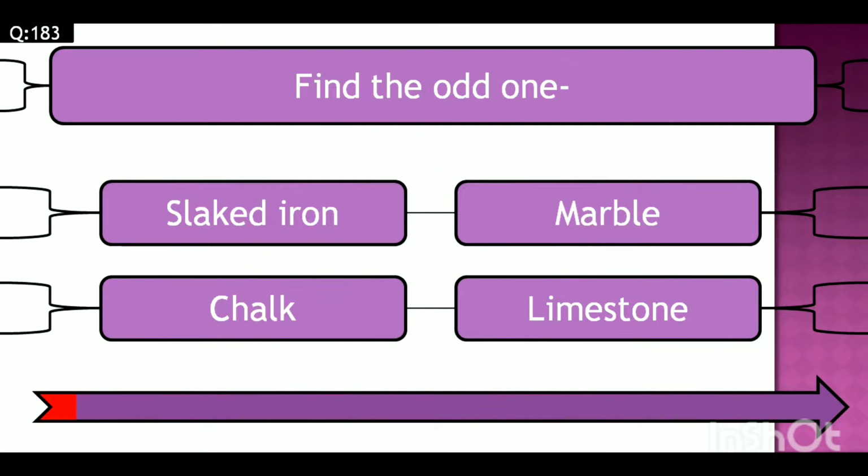Find the odd one. इनमें से कौन सा ऑड वन है? ऑप्शन फर्स्ट स्लेक्ड आयन, सेकंड मार्बल, थर्ड चॉक, फोर्थ लाइमस्टोन. And the odd one is option number first, slaked iron.